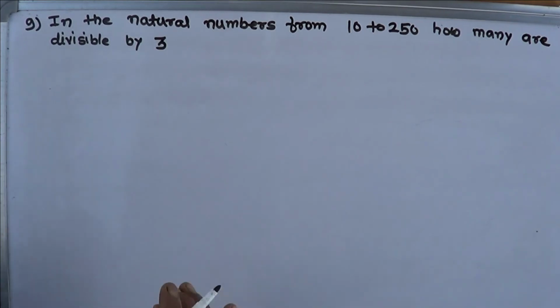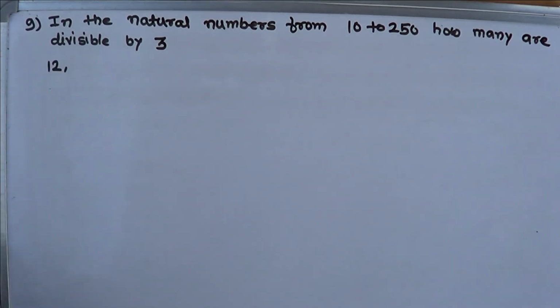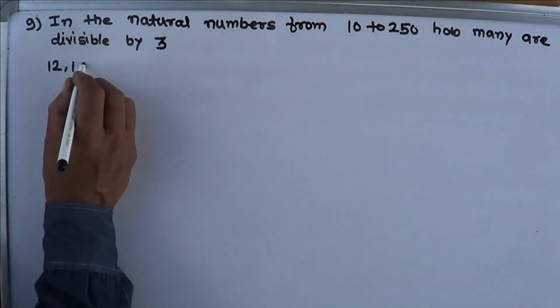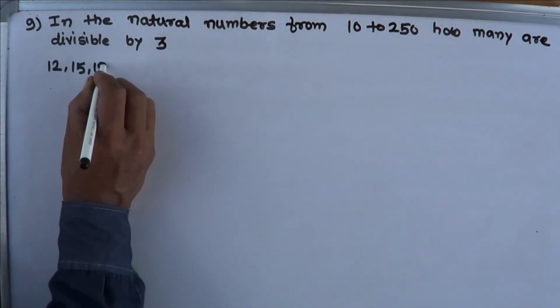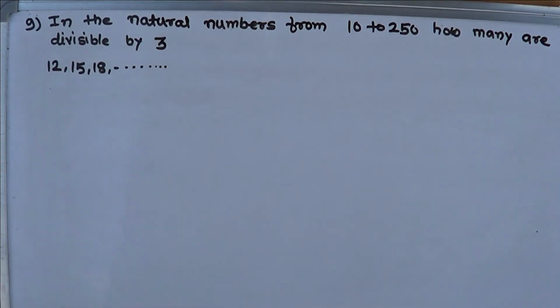Now we will write the numbers which are divisible by 3. So our first number will be 3 into 3, 9, 3 into 4, that is 12. So our first number will be 12. Then next number will be 15, again 18, and so on up to our last number, which will be 250.